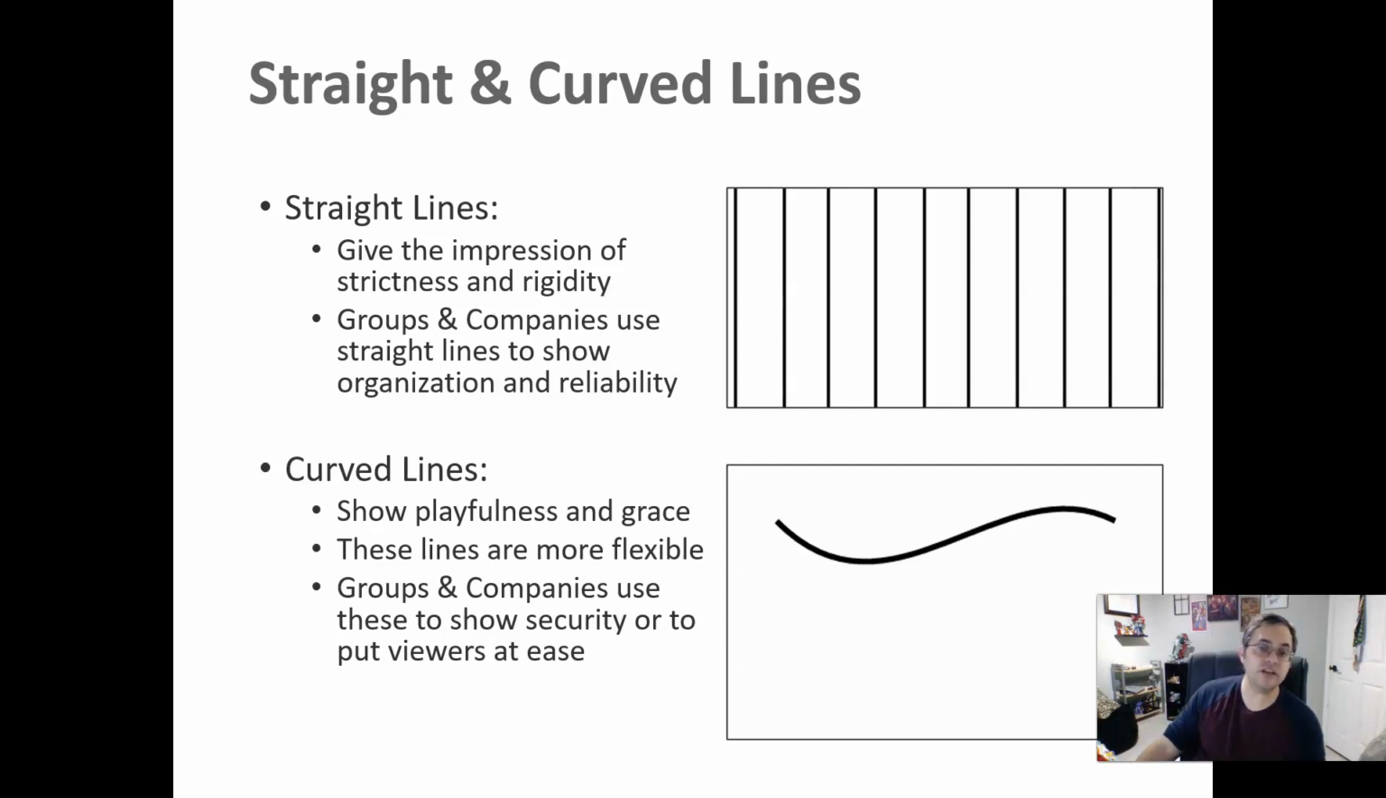Let's talk about curved lines. So as straight lines are kind of like boring, but they're very organized and easy to structure, curved lines showcase playfulness and grace. These are kind of fun. Like, if you see curved lines in any type of artwork or anything, it showcases that these people know how to have fun and really enjoy themselves. These lines are more flexible. Groups and companies use these to show security or to put viewers at ease a lot of time.